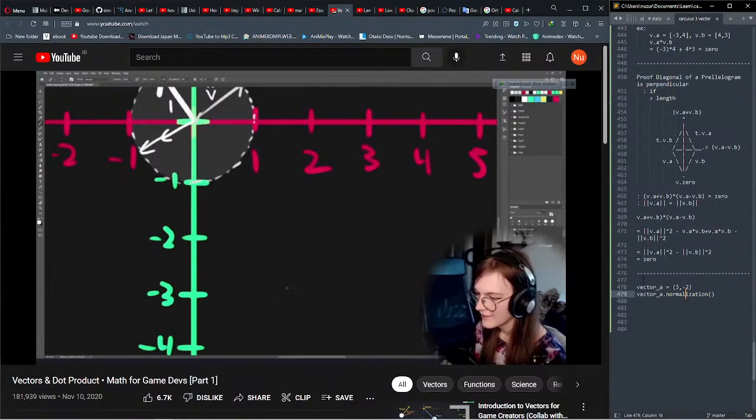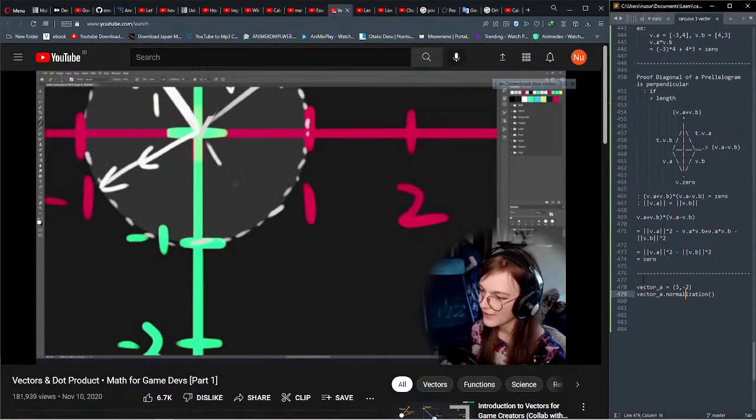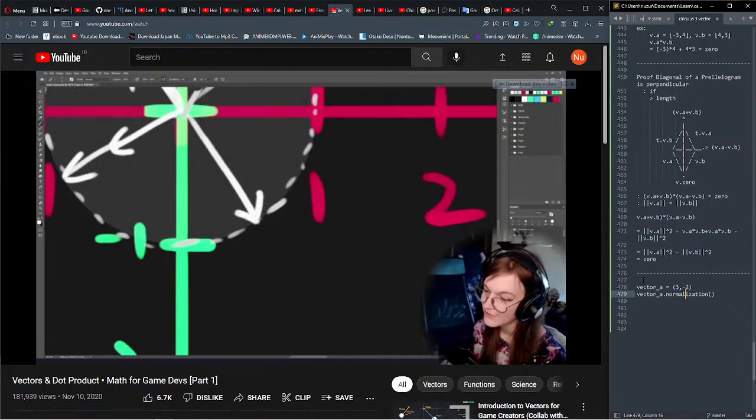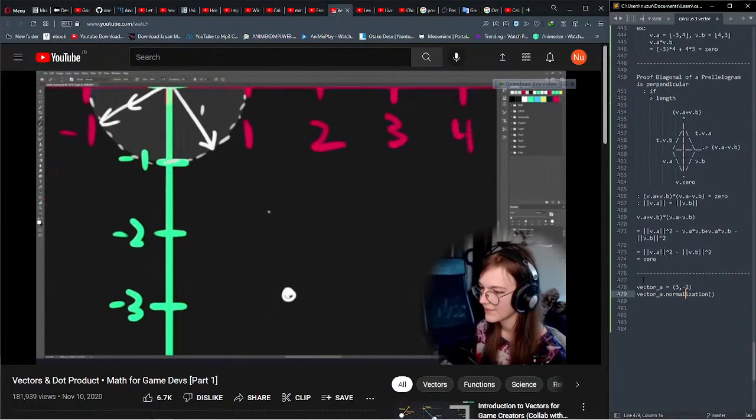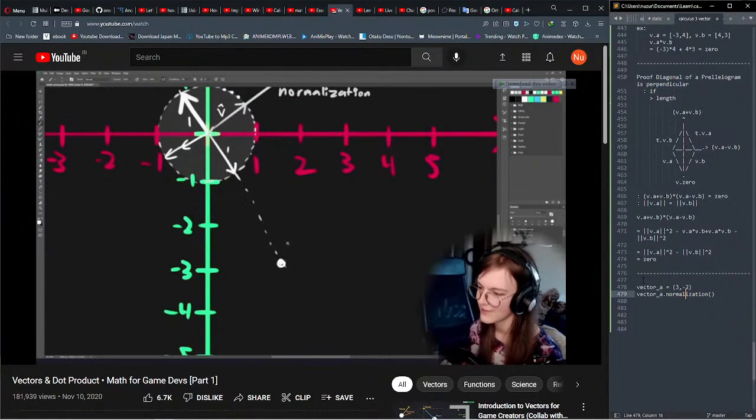So basically, pick any point. Normalizing it means you get the direction to that point. And a direction in this case, I'm using the word direction to be interchangeable with a vector with a length of 1, right? But it's still pointing towards that point, right?